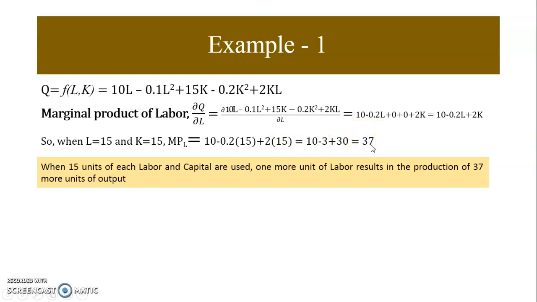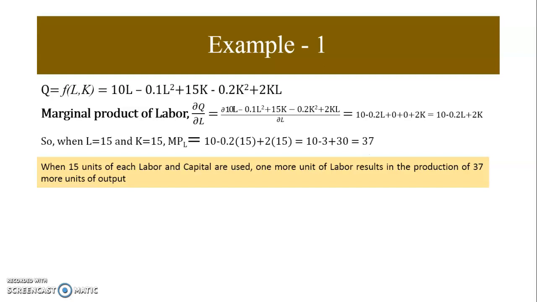So how will you interpret it? You will say that if in the current production 15 units of labor and capital are used, then if we introduced one more unit of labor, it will result in the production of additional 37 units of output. Okay, so this is how you can interpret the results of marginal product.